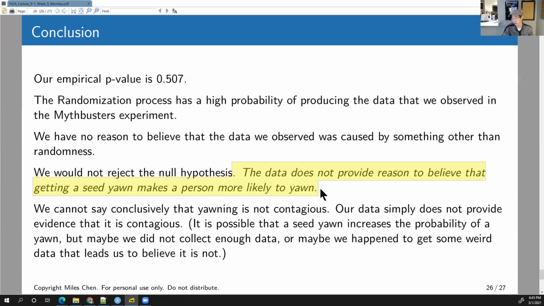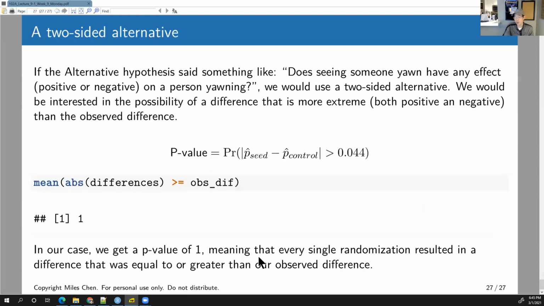On the other hand, I cannot say that yawning is not contagious. All we're saying is that our data does not provide evidence that it is contagious. Maybe it's possible that seeing somebody yawn makes the probability that they're going to yawn higher, and maybe we just didn't collect enough data. Or maybe we got some weird results. Who knows? Maybe we got a bunch of yawn resistant people.